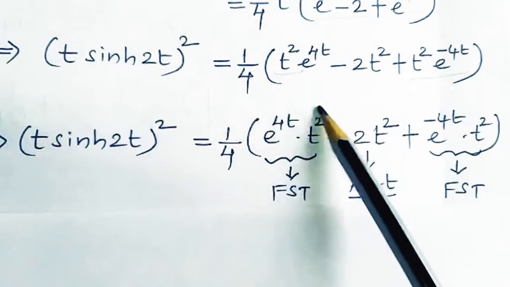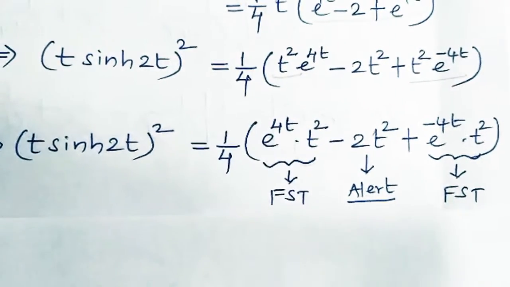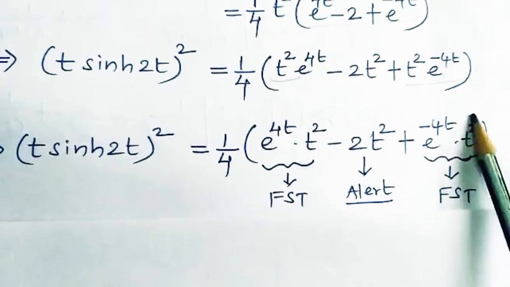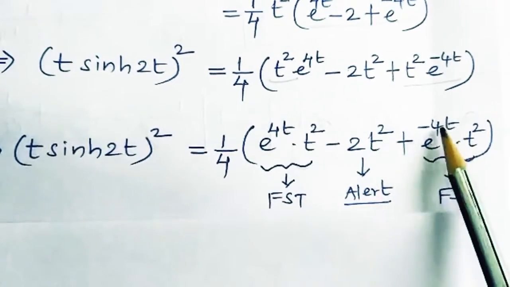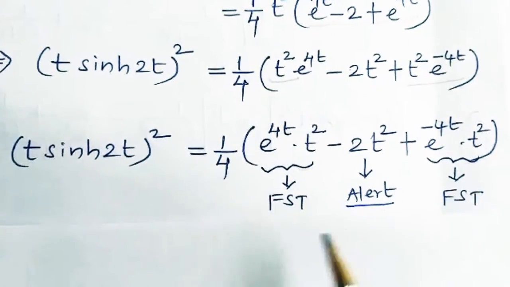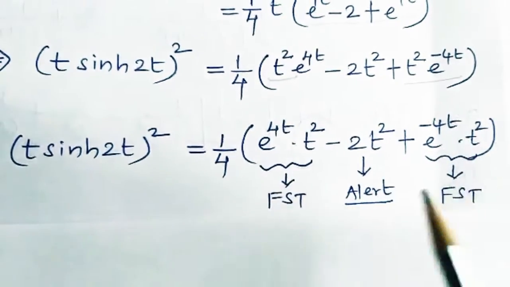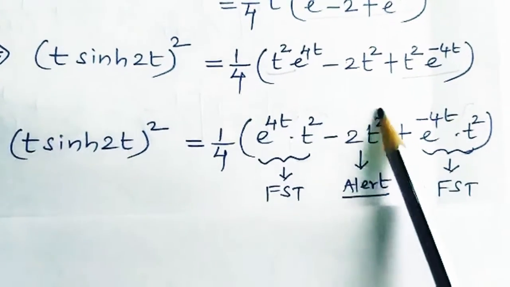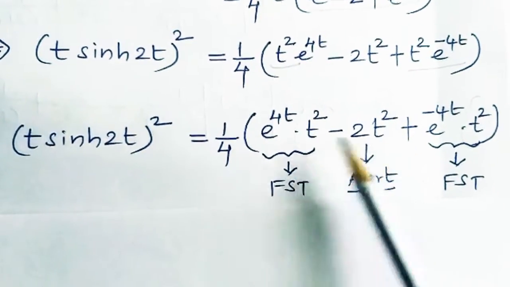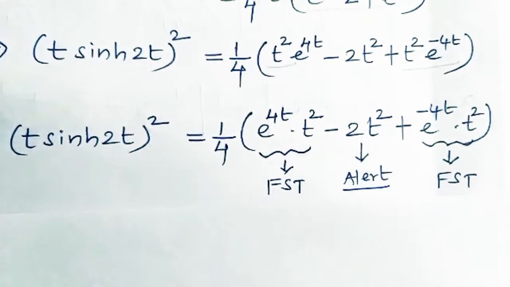So we may find the Laplace of t square and change s to s minus 4. And even the third term, t square, we can find the Laplace transform and change s to s plus 4. So for the first term, even for the third term, straightaway we can apply the FST because of this standardized form. But we should be very much alert while dealing with the middle term, 2 times t square. There is no exponential function over here. So straightaway we can take the Laplace transform.